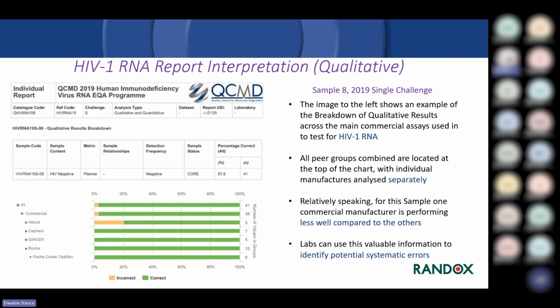So labs can use this information to identify potential systematic errors within their molecular workflow. For example, maintenance records of machines, staff training, or even how the reagents are stored. And it allows labs to identify any non-conformances, but also to introduce any corrective actions that they may have identified by participating in an external quality assurance program.